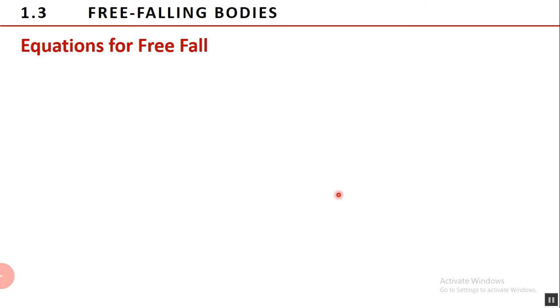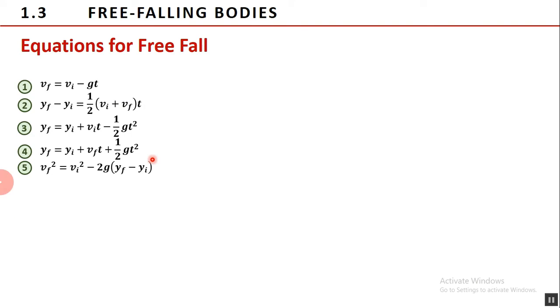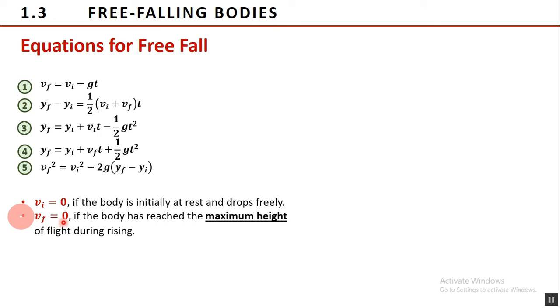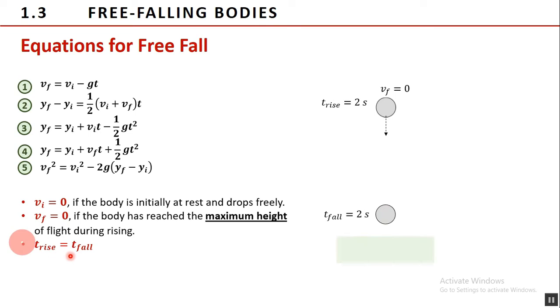Aside from understanding these free fall equations, keep in mind the following important points. The initial velocity v sub i is 0 if the body is initially at rest and drops freely. The final velocity v sub f is 0 if the body has reached the maximum height of flight during rising. When a body is thrown vertically upward, it will reach the maximum height at a time, let's say 2 seconds, equal to the time it takes from the maximum height to its original position, so the time of fall is also 2 seconds. With this, we can say that the time of flight is equal to the sum of the time to rise and the time to fall.